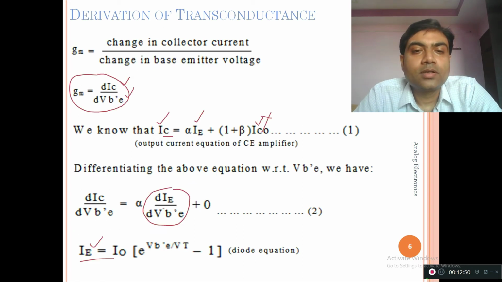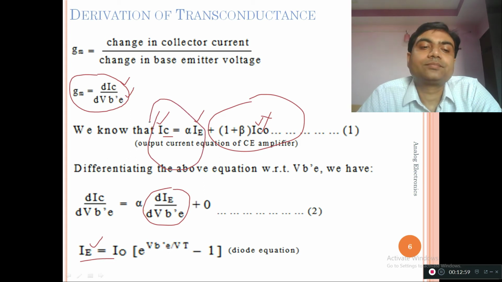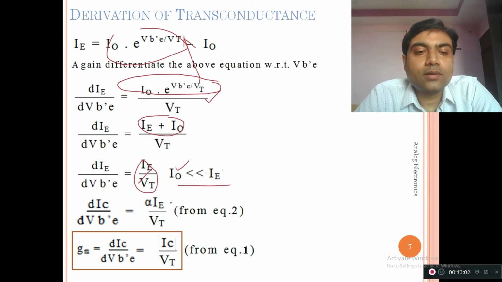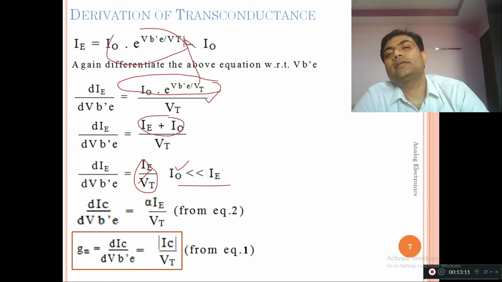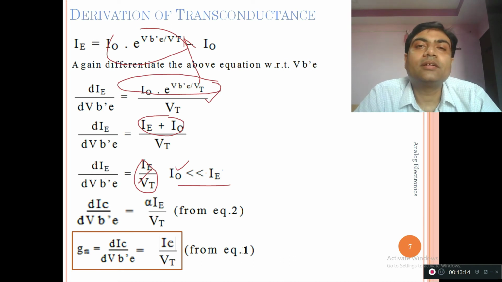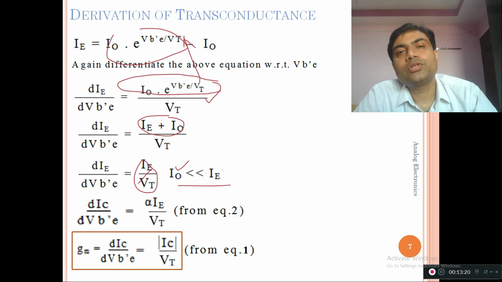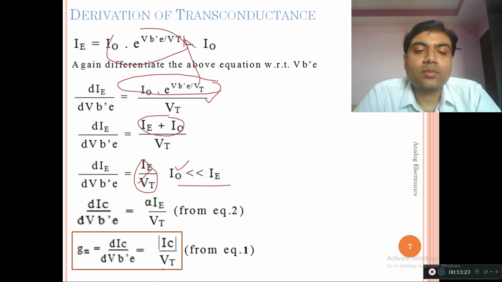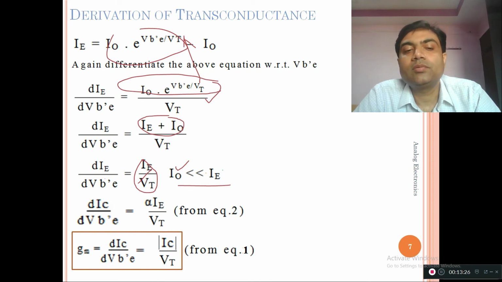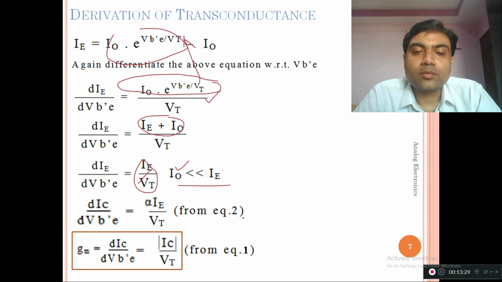Where has it come from? It has come from here. Since we can ignore this value, IC can be replaced as alpha into IE. So likewise we have replaced these values, and alpha IE can be written as IC from equation number 1, and we have calculated how GM is related to the output collector current. So GM is nothing but the change in collector current with respect to the change in the input voltage VB'E. So IC upon VT is the parameter which gives me the value of GM. Okay, so from equation number 2 and equation number 1, use these equations and get this value.